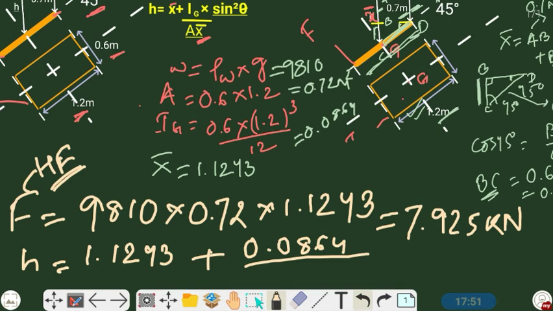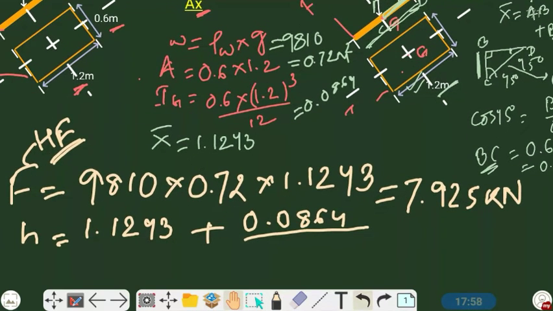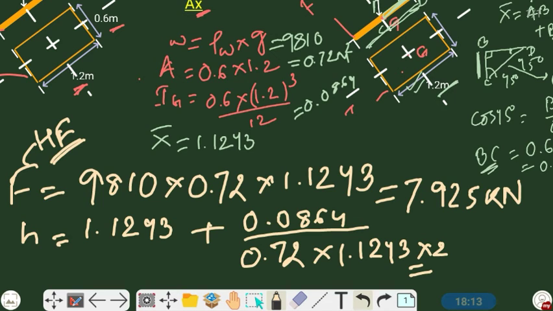That I will write later. A is 0.72, so A 0.72 into x bar. X bar is 1.1243, and for the sine square theta I will write 2. So from here we can find out the answer, that is 1.177 meter. So this is our answer for today's question.